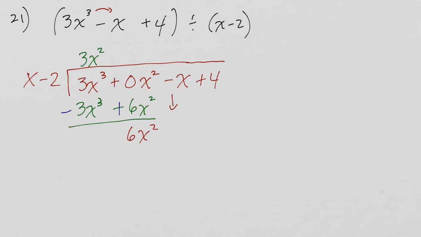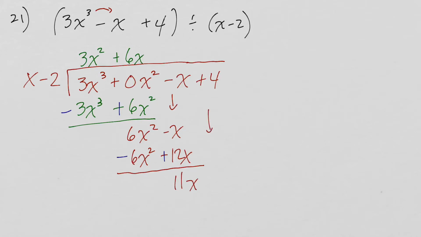And now I'll drop down the negative x. I'm only looking at the first term. I have to multiply x by a positive 6x to get to 6x squared. And now I distribute. 6x times negative 2 is a negative 12x. And again, because of the negatives, instead of adding or subtracting, I'm going to flip the signs of the bottom row and add. And I'll get 11x. And now I drop the 4.